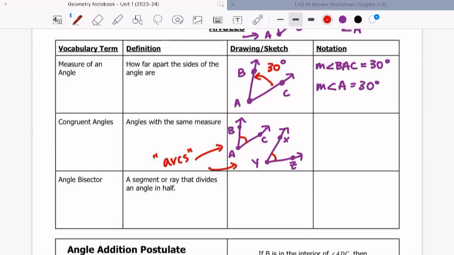Now, they have to have the same number of little bands on them. So if one has 1, but another has 2, that tells me that they measure 2 different things. So as long as they both have the same number of bands, I know they measure the same. Now, to write that these angles are congruent, I'm going to name them both. So angle BAC and angle XYZ. And I'm going to put that congruent symbol in between them. If I were using just the vertex, I would say angle A is congruent to angle Y.